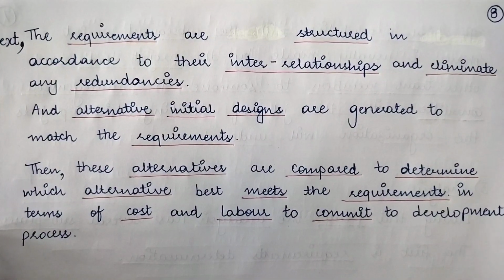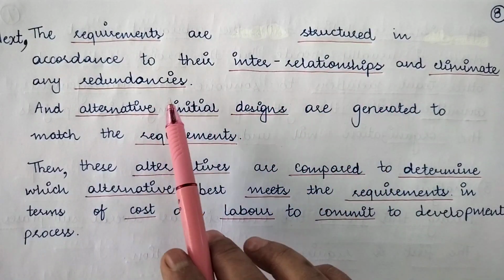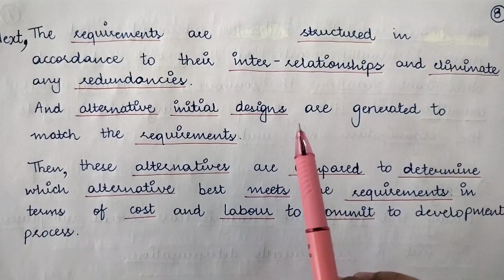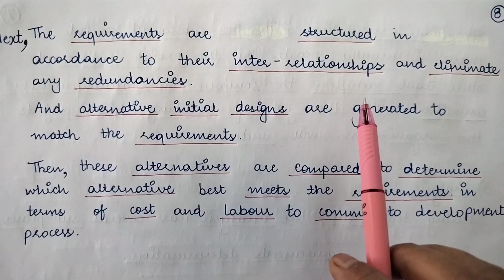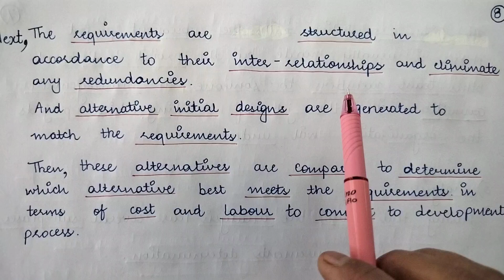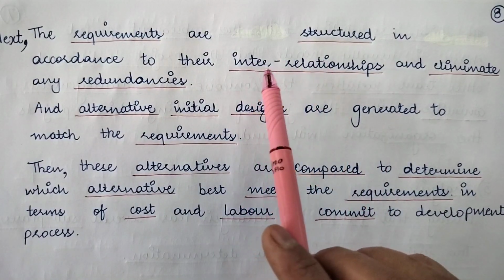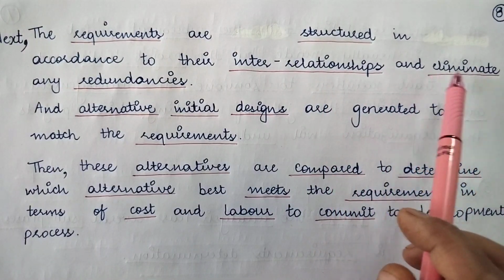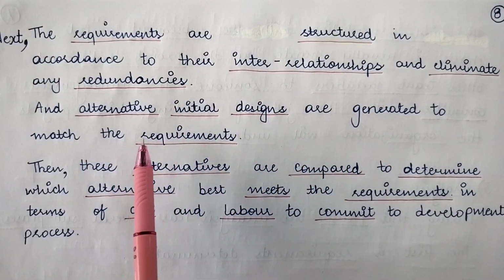Next, in the next sub phase, the requirements are structured in accordance with their interrelationship and any redundancies are eliminated. See, there will be multiple requirements of the users from the information system. All those requirements cannot be put at the same step. So, there are different steps for different requirements. That means they will be structured in a particular order, and according to what? According to the interrelationship of those requirements with each other, and then if there are any redundant requirements, those will be eliminated. And alternative initial designs are generated to match the requirements.